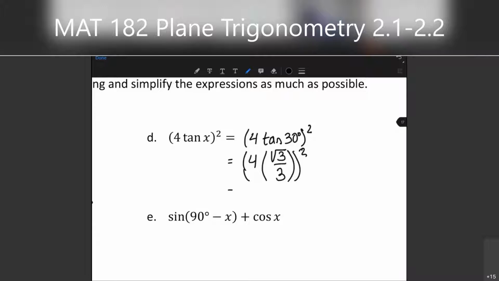If I square the 4, that gives me 16. If I distribute that square to the square root, I'll just get square root of 3 squared is 3. And then if I square the denominator, that 3 becomes 9. So I'll have 16 times 3 divided by 9, because I'm going to be squaring each of those numbers right where they're at.